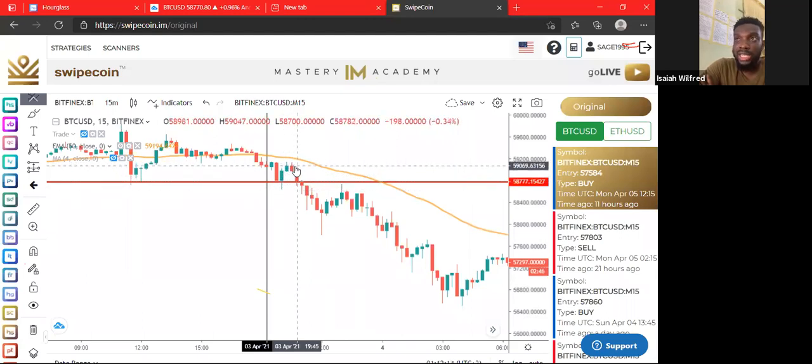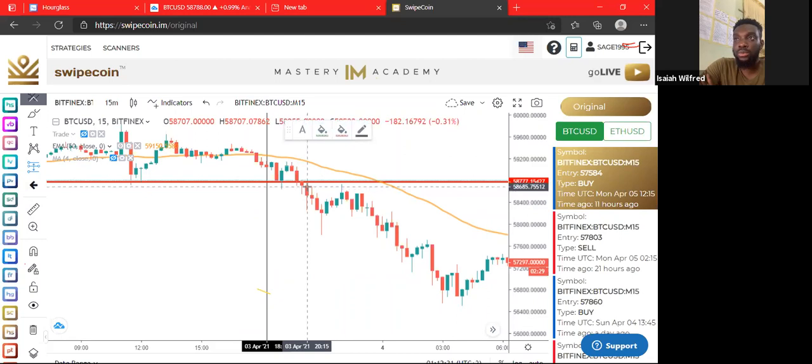Now what happened? It finally broke and closed below. It broke through. This is a break and it closed. So this is the close. This is the candle I would have sold from. So if I wanted to actually sell, this is where I'm taking myself from.